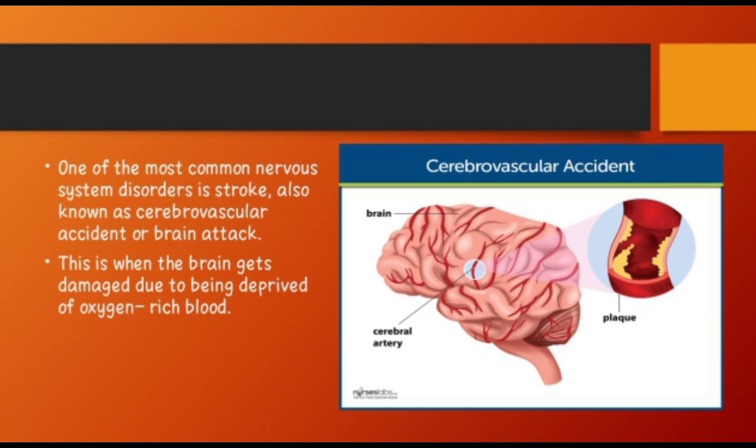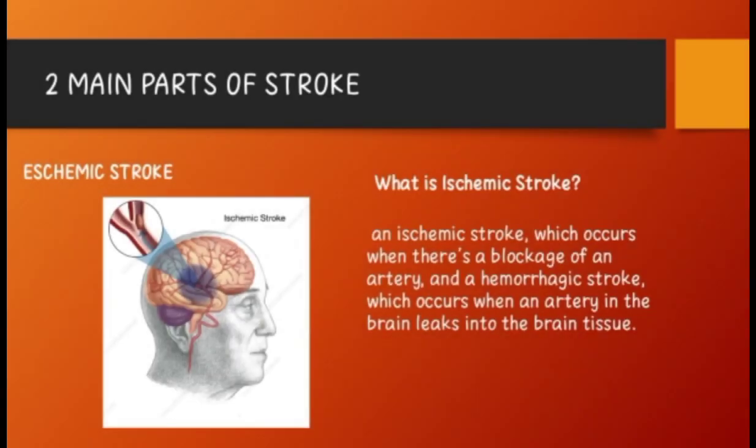This is when the brain gets damaged due to being deprived of oxygen-rich blood. Two main types of stroke: ischemic stroke, which occurs when there's a blockage of an artery, and a hemorrhagic stroke, which occurs when an artery in the brain leaks into the brain tissue.